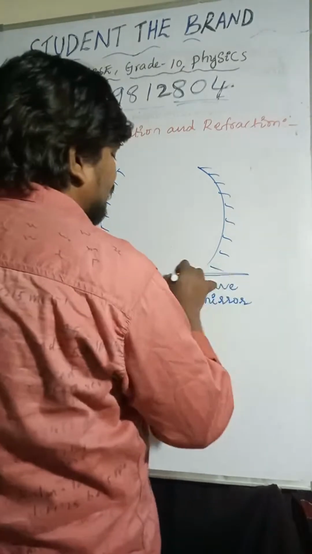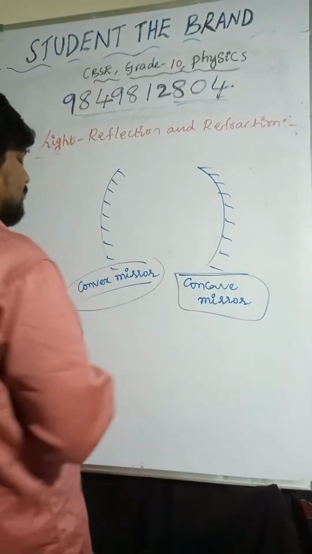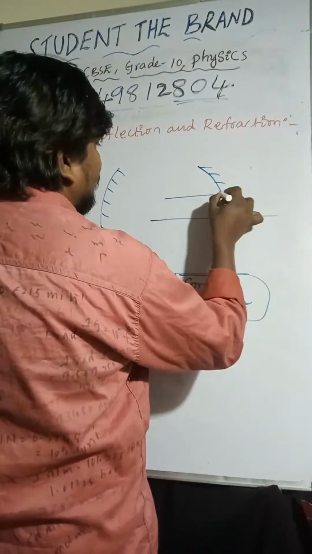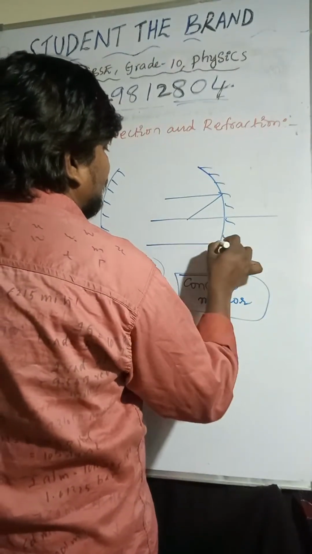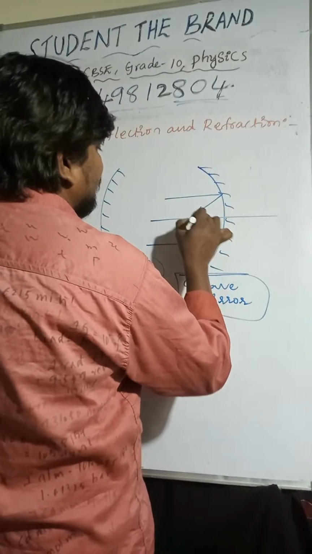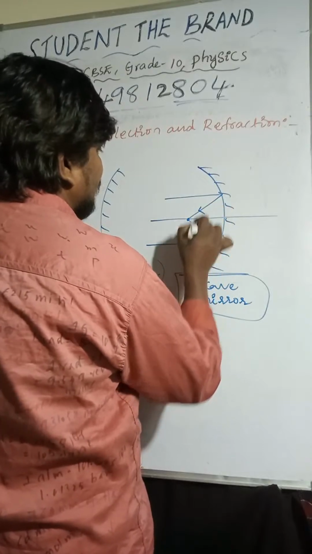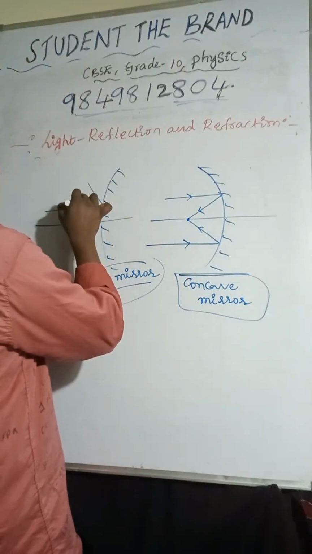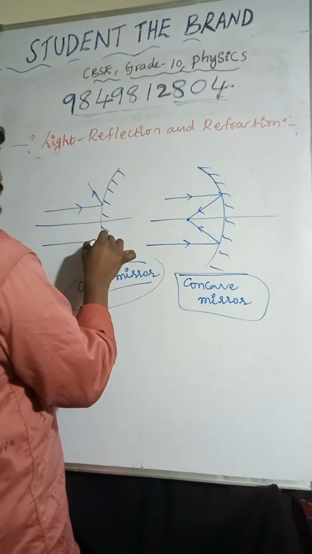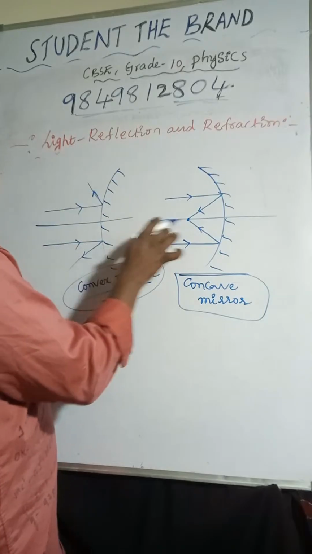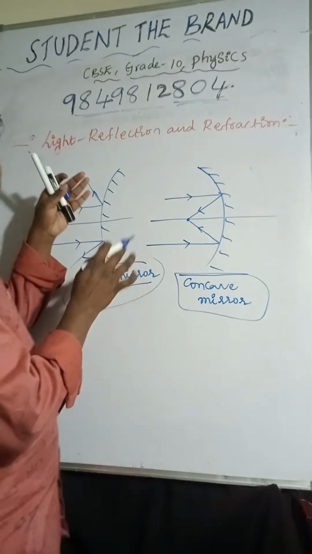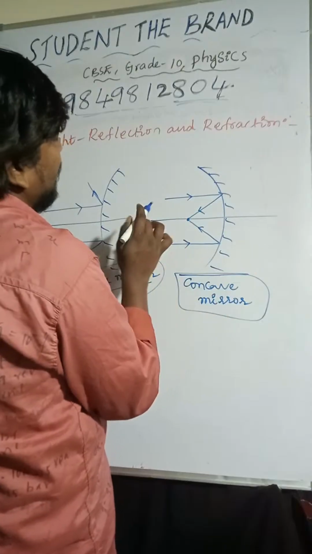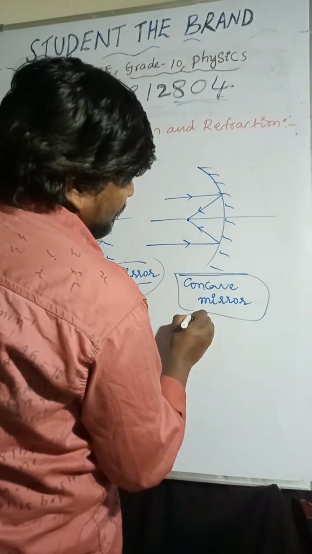A concave mirror is also known as a converging mirror, and a convex mirror is also known as a diverging mirror. Whenever light rays fall on a concave mirror, after reflection the light rays converge and meet at one point. That's why it is also known as a converging mirror. Here you can observe that after reflection, light rays are moving towards the principal axis.